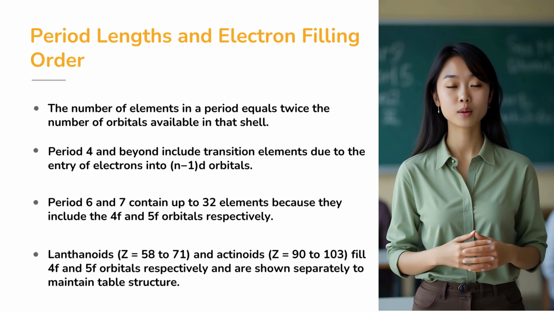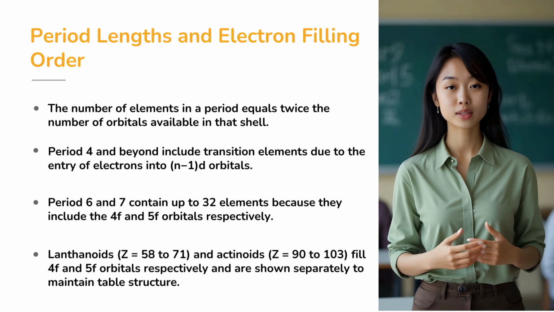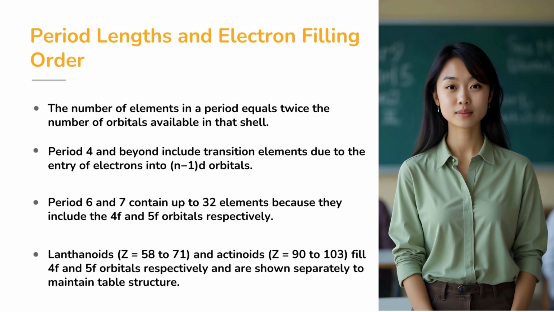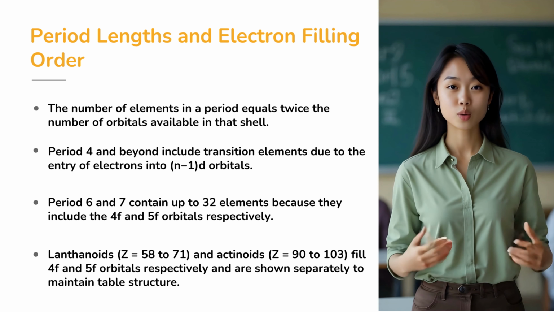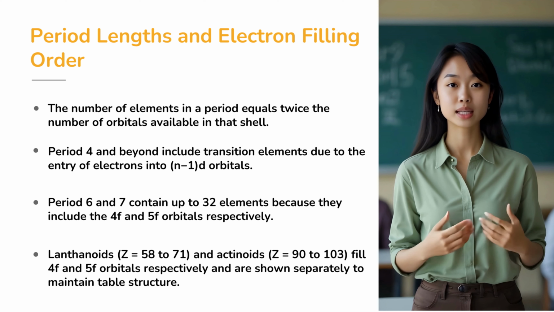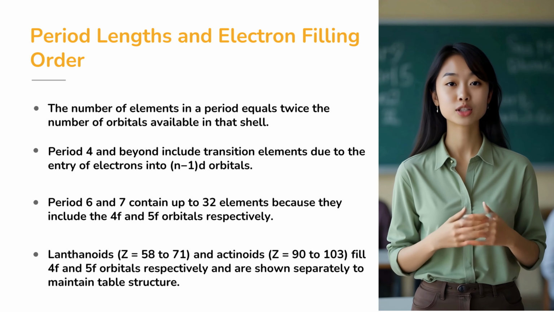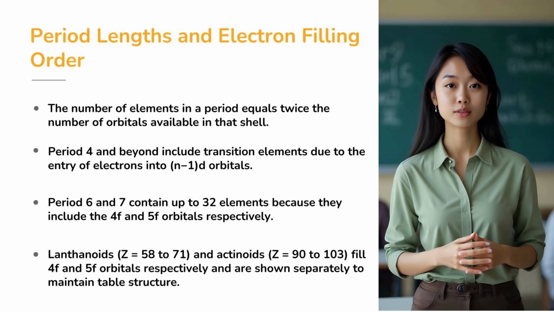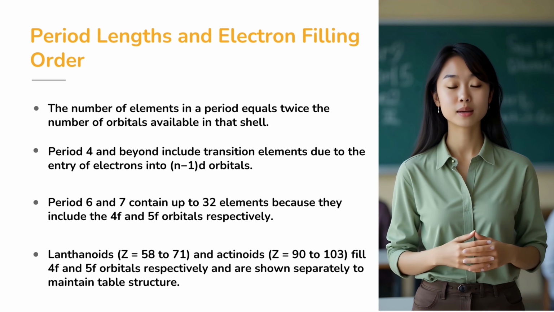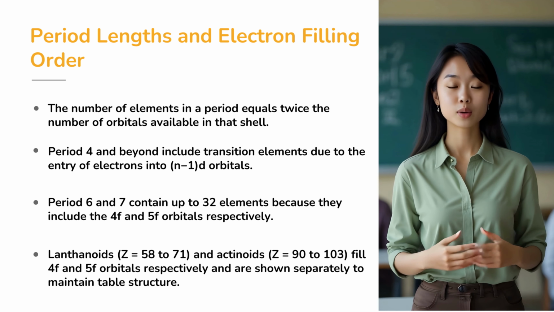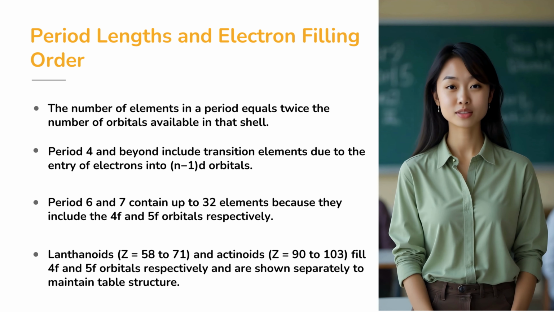For example, when n equals 5, orbitals like 5s, 4d, and 5p are being filled. That gives us 9 orbitals, and since each orbital holds 2 electrons, we get 18 elements in the fifth period. As we reach the sixth period, things expand further. We fill 6s, 4f, 5d, and 6p orbitals, accommodating up to 32 elements.